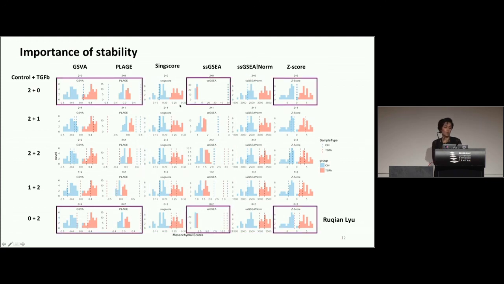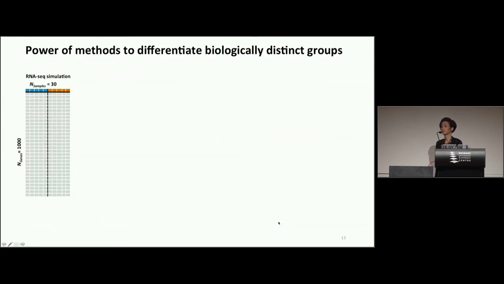For the other methods, however, when we look at the imbalanced sample composition, like when we have 2 control only or 2 TGF-beta, we see that the methods don't perform well. They basically put the samples in the wrong category. So that's why it's important for us to try to have stable scores.